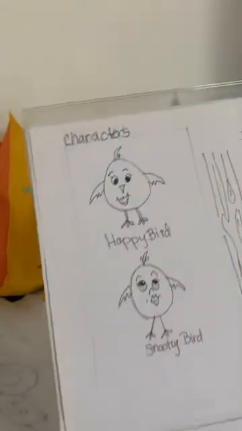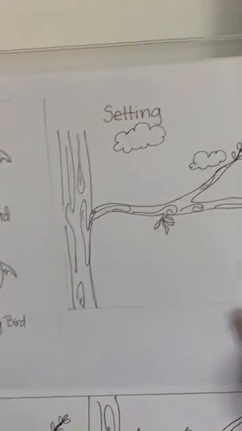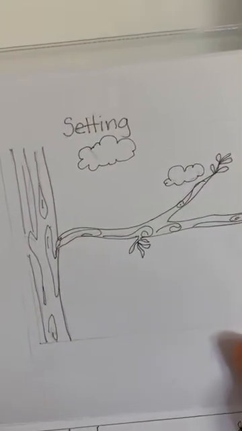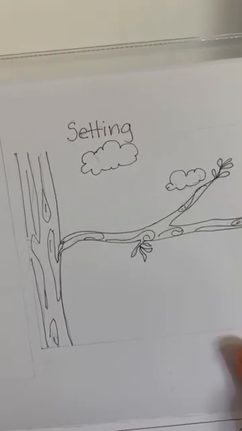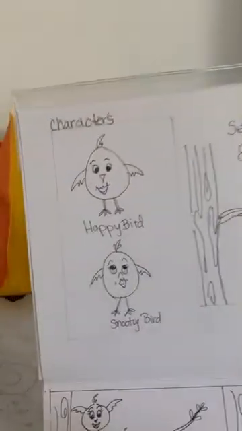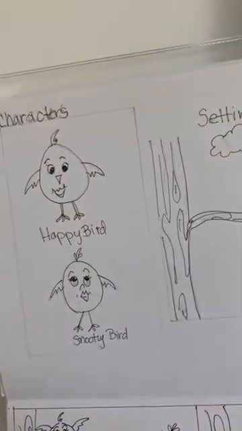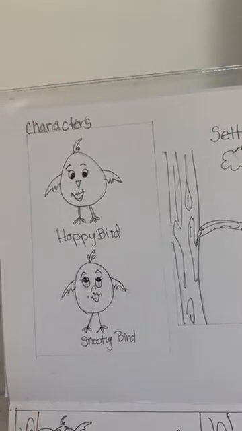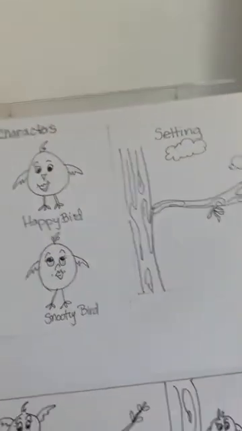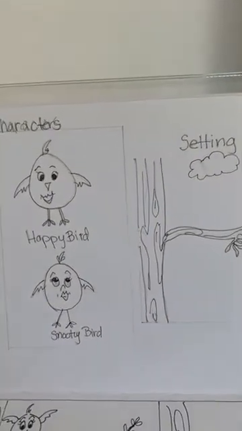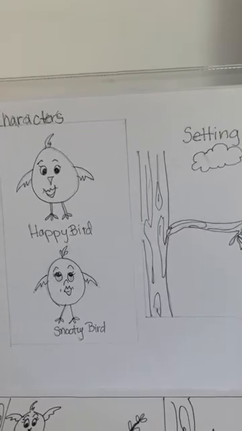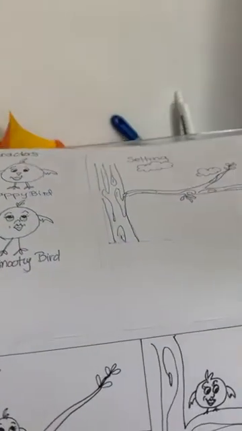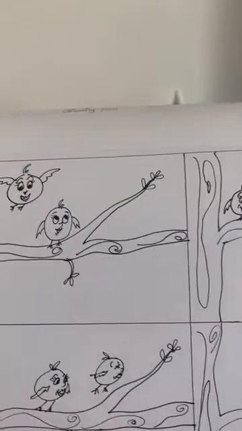So we have our characters. This is my happy bird, my sweet bird, and it'll be taking place on this tree branch. When you create your characters, you want to make sure that they're not going to stay looking like this the whole time. They're going to have facial expressions, and facial expressions help you tell the story without any words. So I'm going to pan over here.